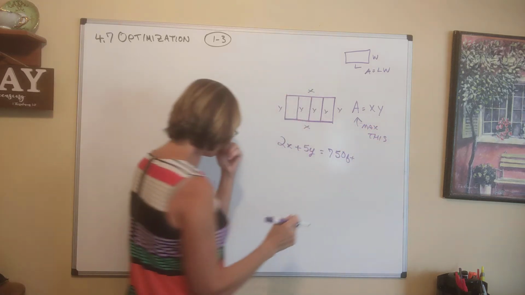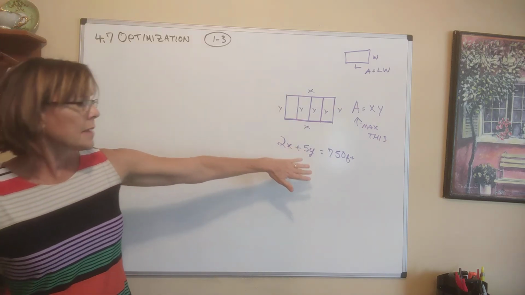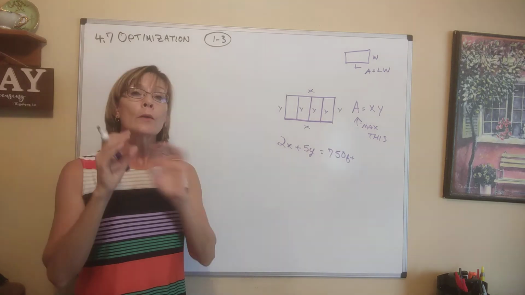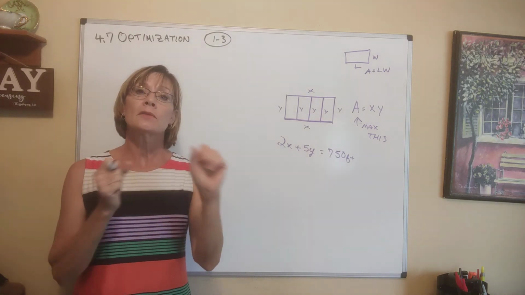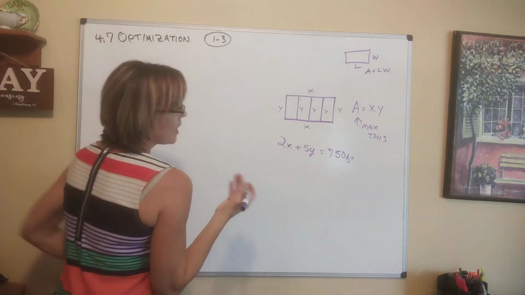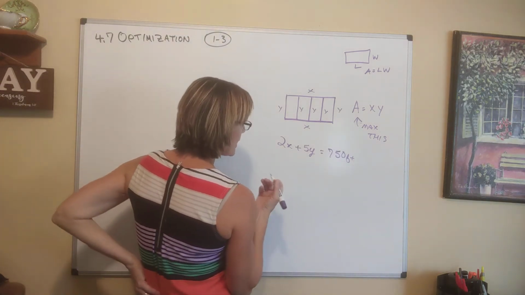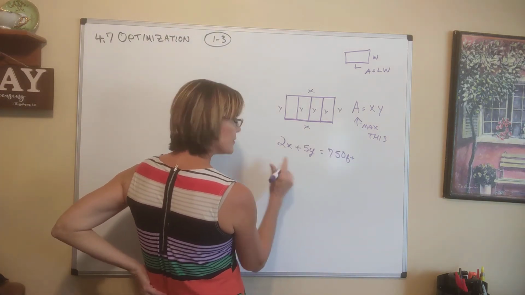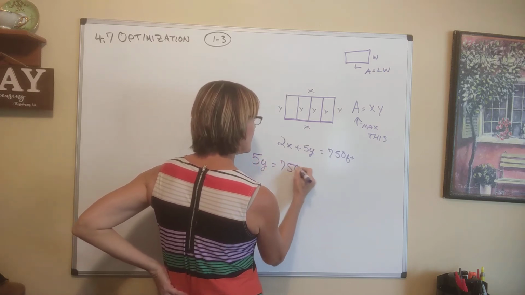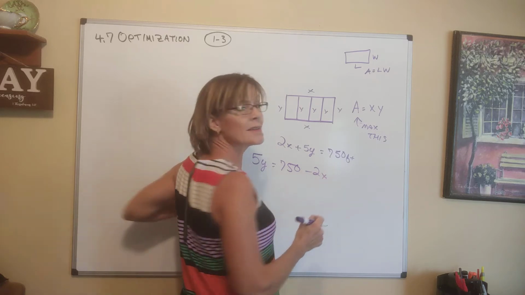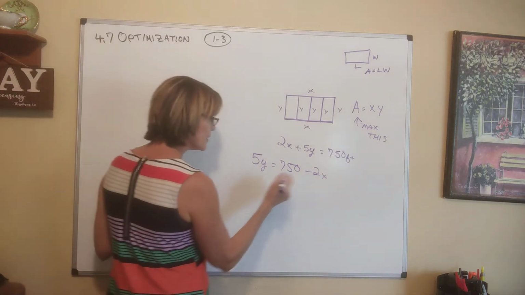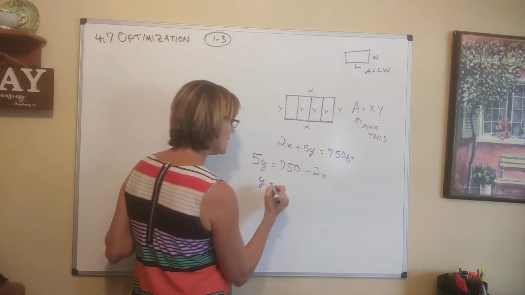All right. We're going to do the same thing we did before. We're going to go to the constraint, the truth, what we're stuck with. We're going to write one variable in terms of the other, and then plug that into this guy. So let's do that. I think last time I solved for X. This time I guess I'll solve for Y. So I'll say 5Y is equal to 750 minus 2X. Now it doesn't matter which one you solve for, but pick one and do it. So now divide both sides by 5.